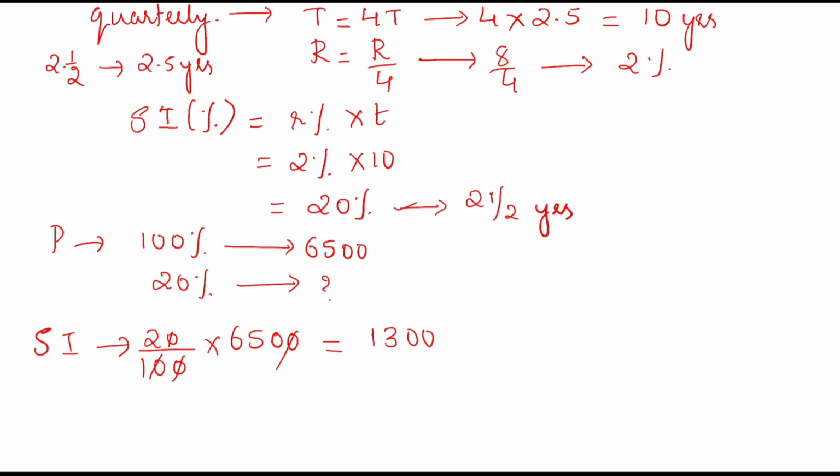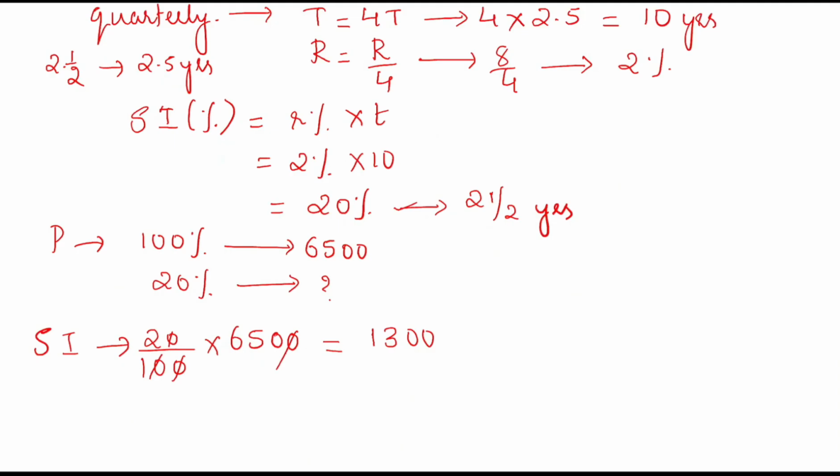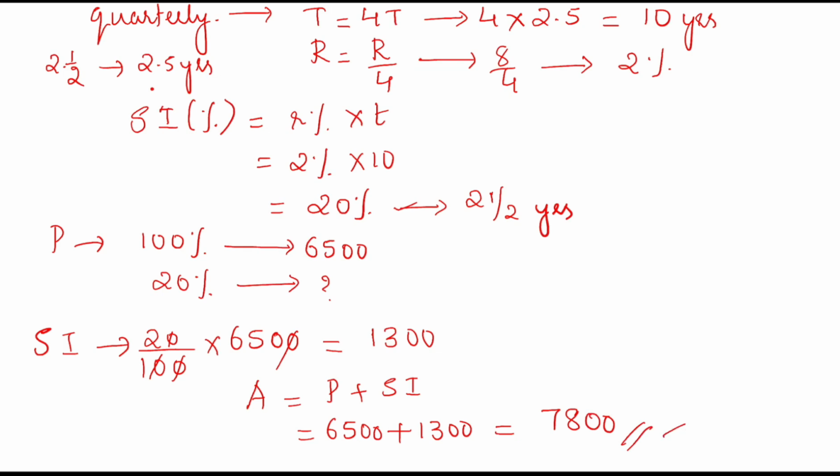So how much amount are they asking? They are not asking us the sum, they are not asking us the principal. So how much amount they are saying. So amount is principal plus SI. Principal we know is 6,500 plus SI we got as 1300. So amount will be 7,800. This is the amount we get at the end of 2.5 years.